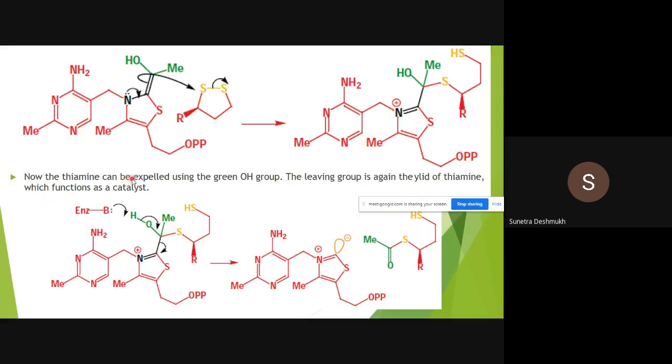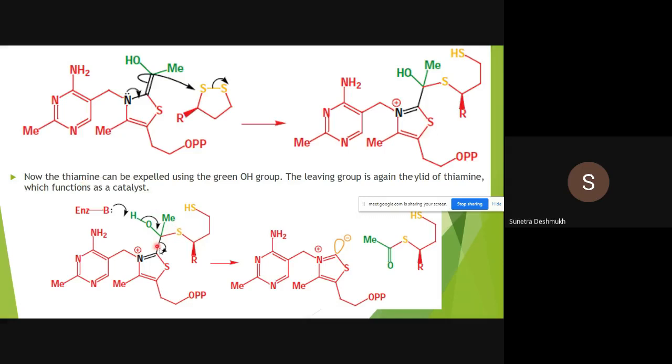Okay, so now the thiamine can be explained using the green hydroxyl group. Here we attack this carbon-carbon double bond on the lipoic acid. So in this way we will get hydroxymethyl, and the sulfur-containing ring of lipoic acid is getting opened. And we generate this type of moiety.